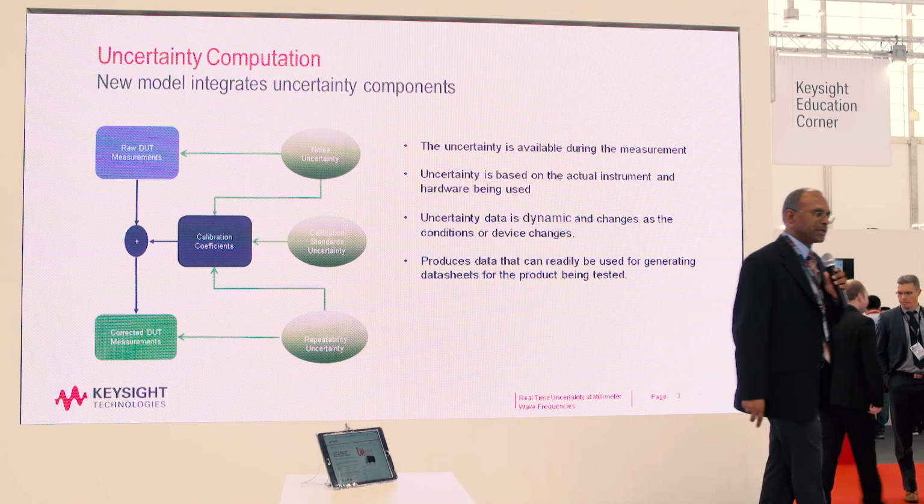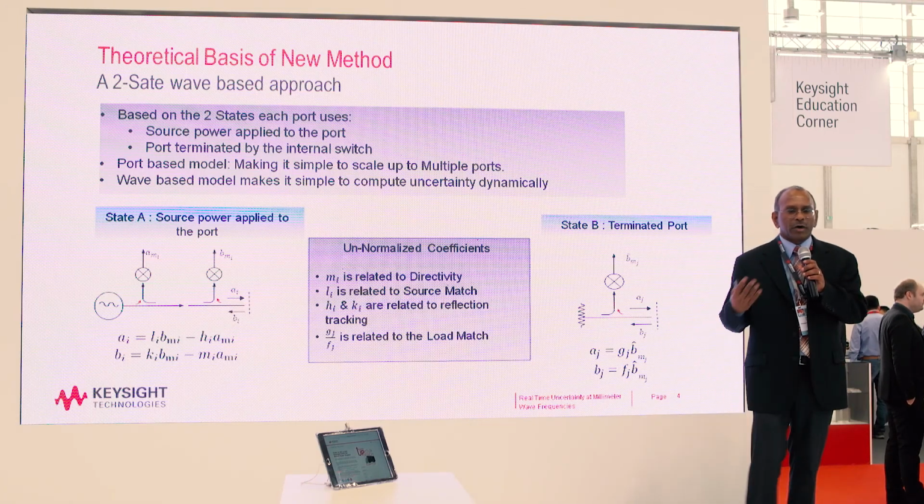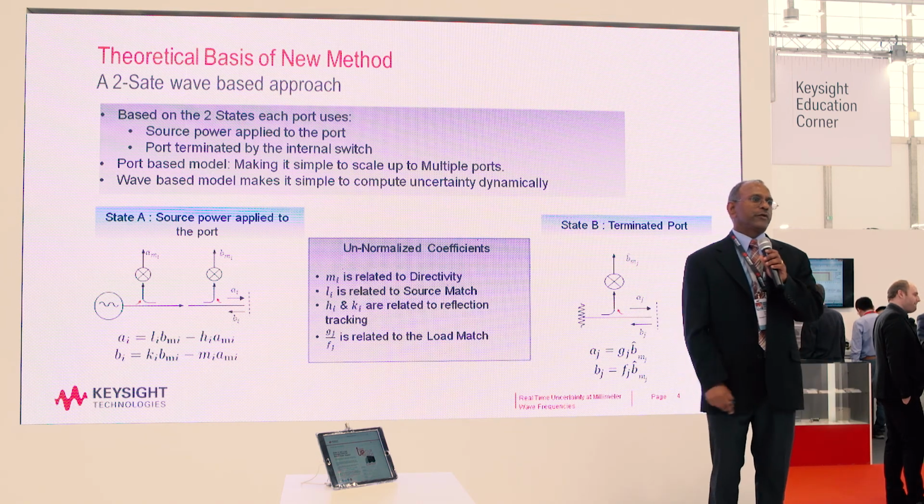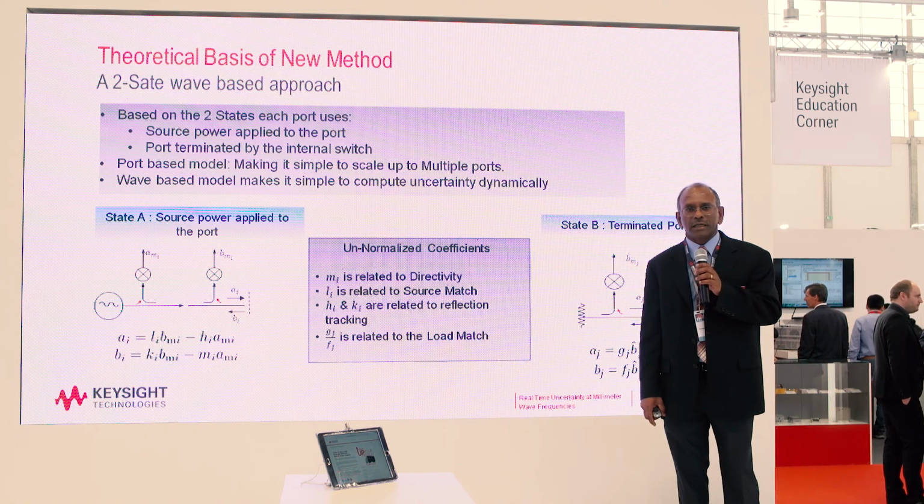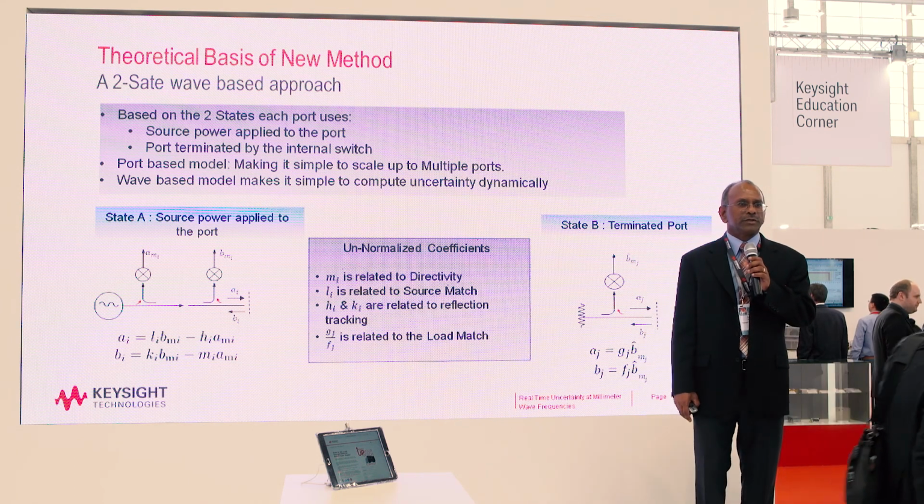So you must be wondering how we do that, okay? So let me show you a little bit of what the background looks like. We actually look at it as a different model. The traditional network analyzer model used a flow graph technique of looking at the reflection tracking, directivity, and source match, and load match. What we look at here is a wave model.